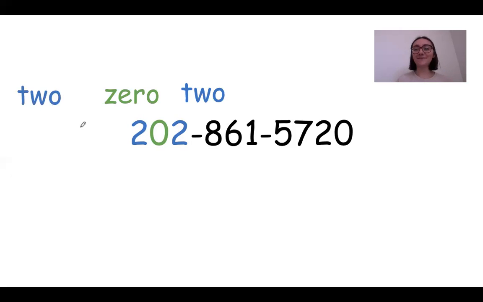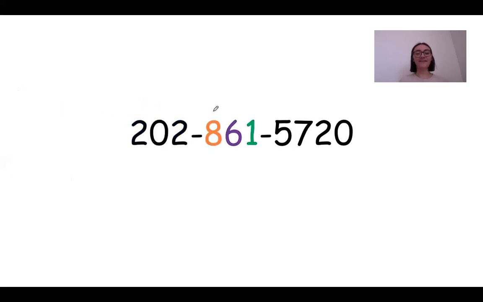Okay. And then I think this is another one. So this phone number, 202-861-5720. So the first three numbers are 202. 2, we spell it T-W-O. 0 is Z-E-R-O, 0. And 2, T-W-O.